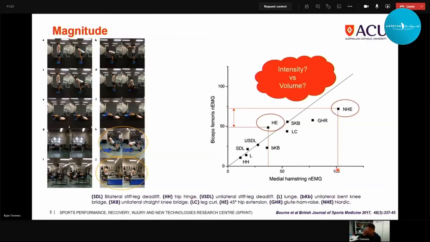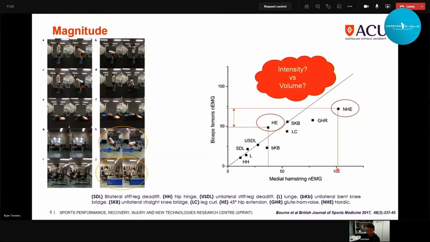So then there's this balance between intensity and volume. You can't train intense forever, but you can't always just do nothing at low intensities. So there's always a balance between prescribing high intensity exercise, especially when we're looking at using this magnitude-driven approach, and balancing that with training volumes and how many repetitions we do in a gym at certain intensities.